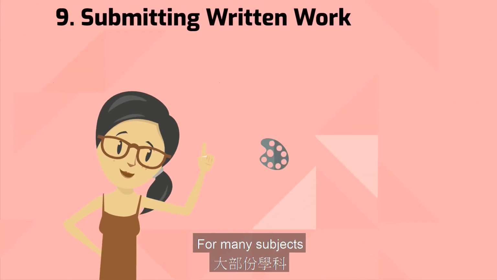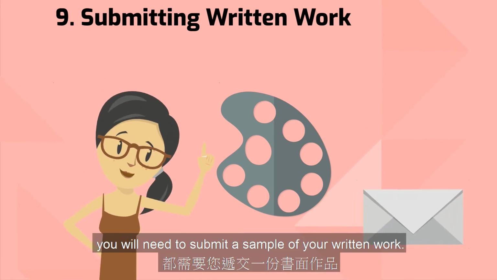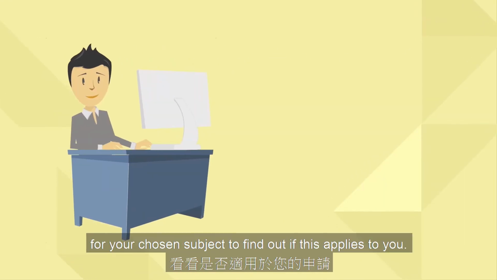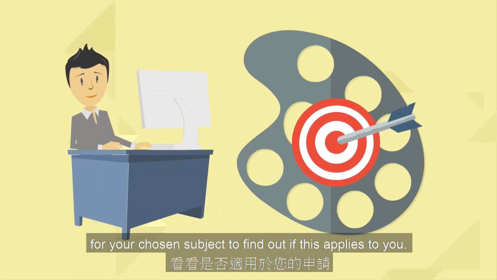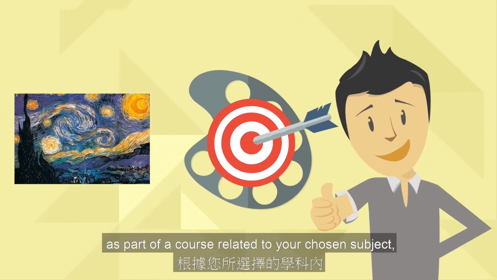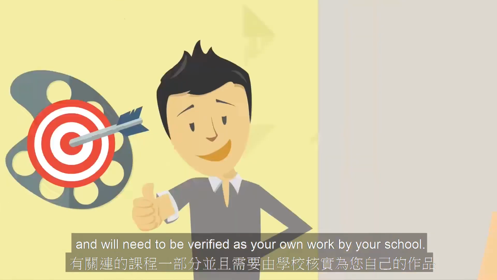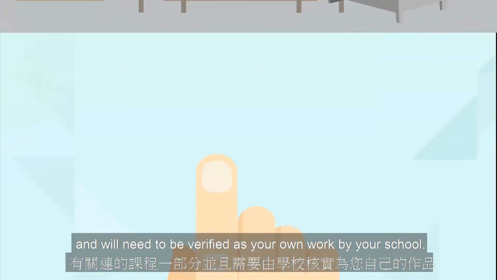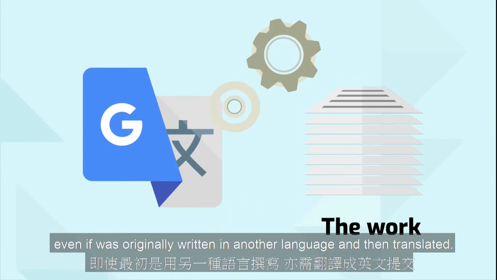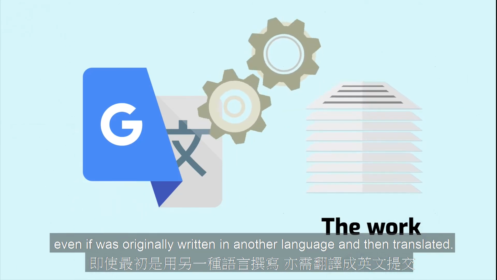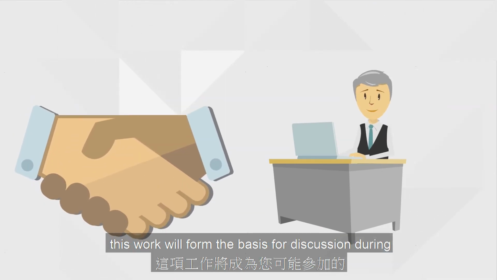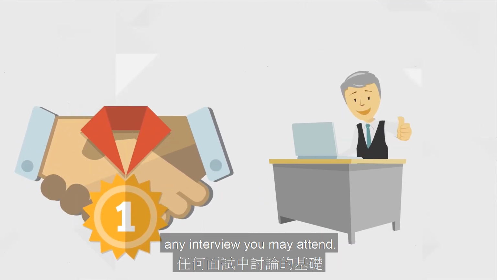9. For many subjects, usually arts subjects, you will need to submit a sample of your written work. Please check the web pages for your chosen subject to find out if this applies to you. The written work should have been produced as part of a course related to your chosen subject and will need to be verified as your own work by your school. The written work must be submitted in English, even if it was originally written in another language and then translated. In most cases, this work will form the basis for discussion during any interview you may attend.